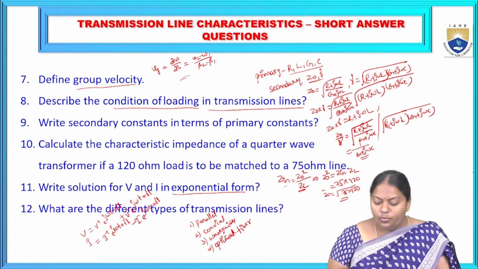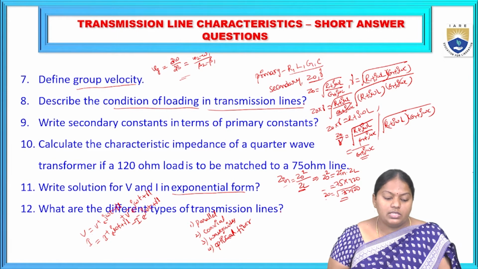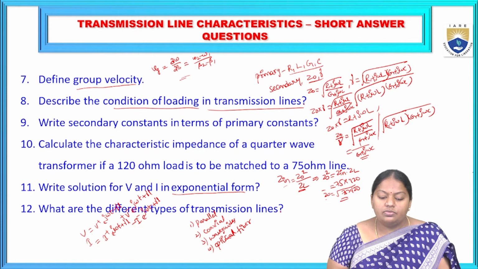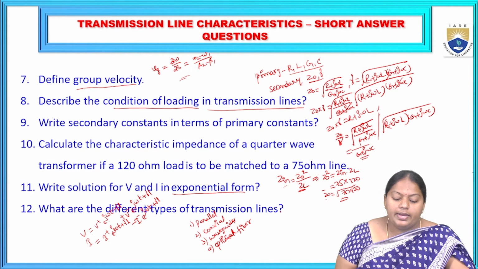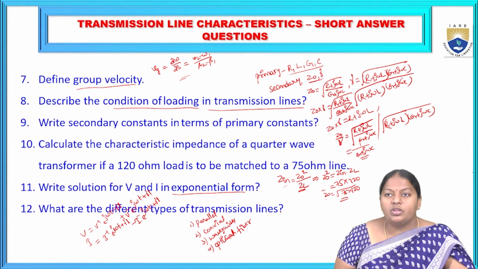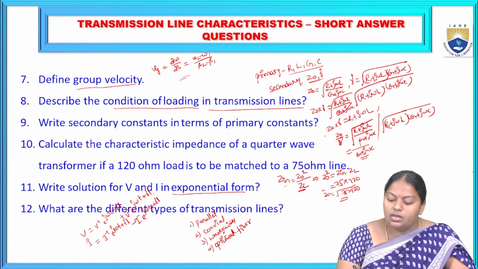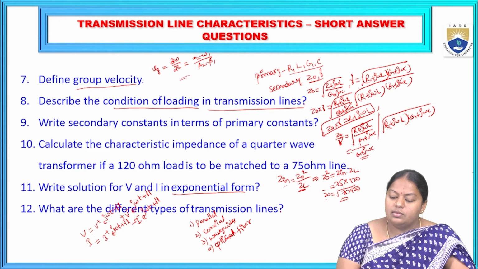Group velocity can be defined as the ratio of the change in the angular frequency to the change in the phase constant. And to consider the condition for loading of a transmission line, we add one extra series line in parallel to the parallel wires. The secondary constants in terms of primary constants are Z0 into gamma equal to R plus j omega L. Similarly, Z0 by gamma equal to 1 by j omega C.